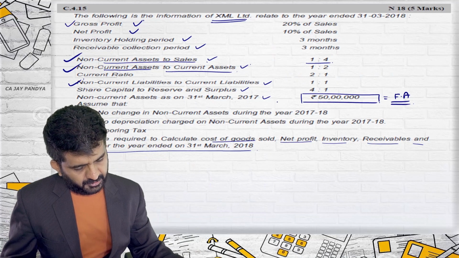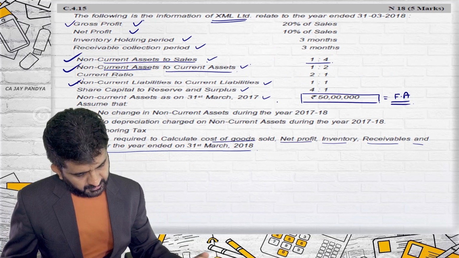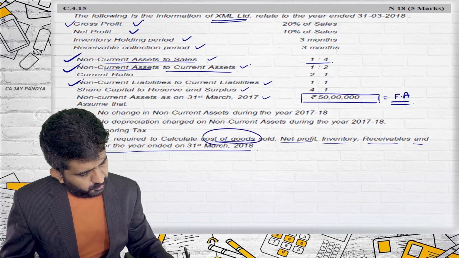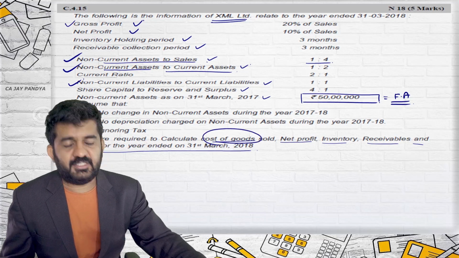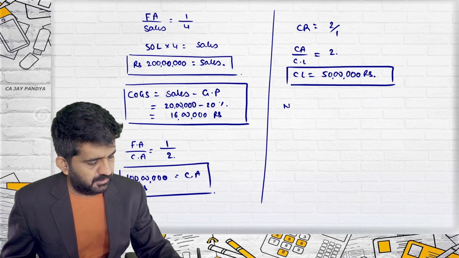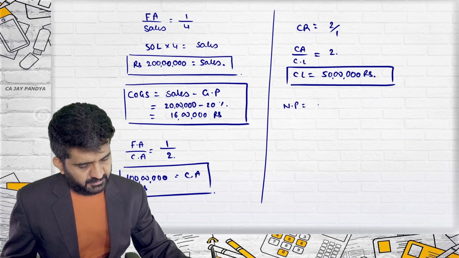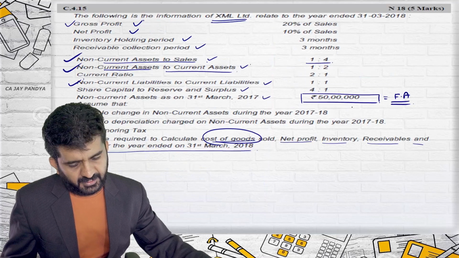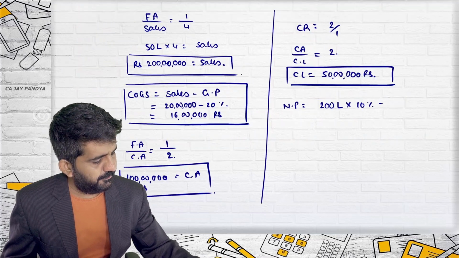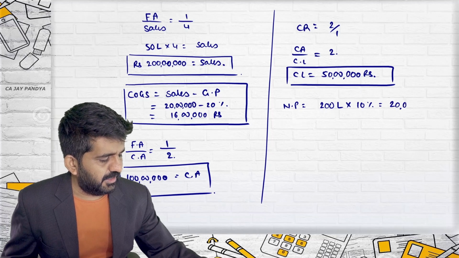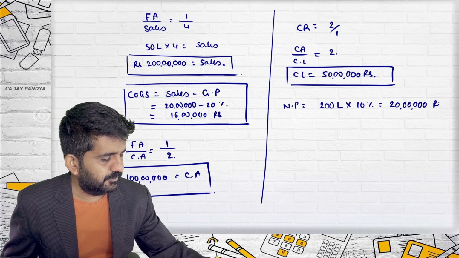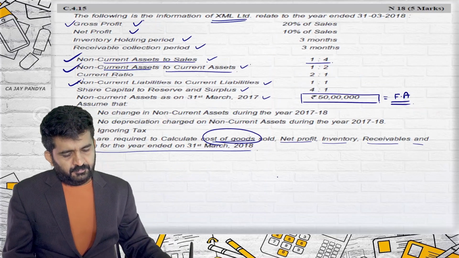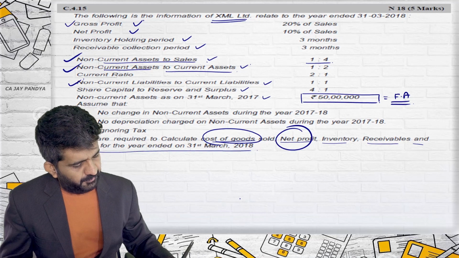So share capital and reserves and surplus, are they to be found out or not? No. We have found out cost of goods sold. We need to find out net profit. That is easy. 10% of sales. Sales is 200 lakhs multiplied by 10%. That is 20 lakhs. So I found out net profit.